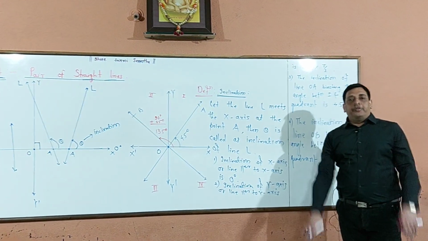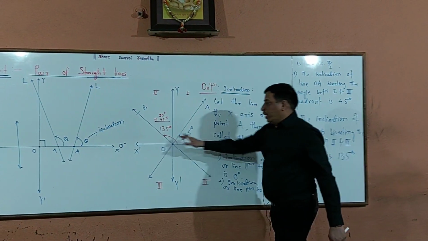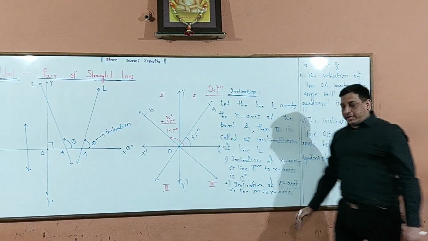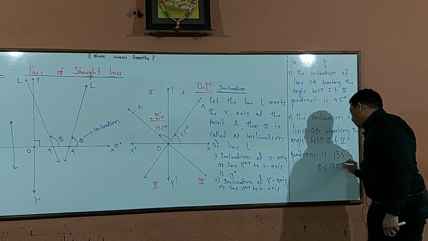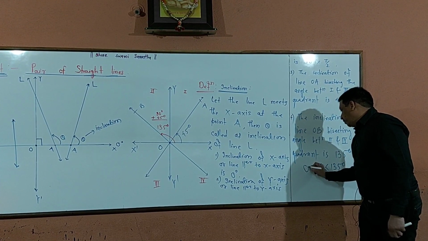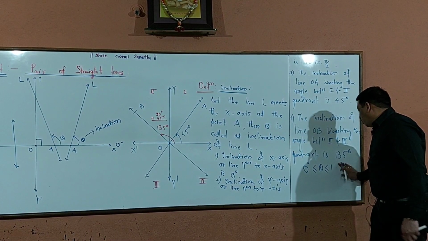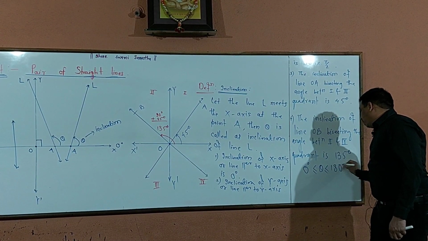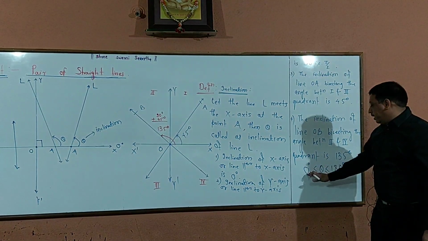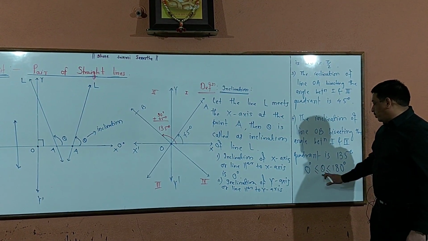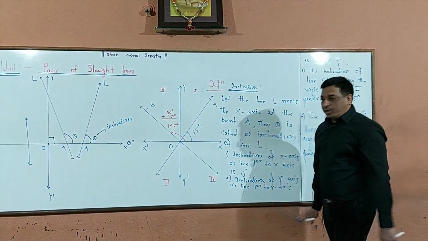If theta is the inclination of the line, then the minimum value is 0 and the maximum value is 180 degree. That is, if theta is the inclination of the line, then the value of theta lies between 0 degree and 180 degree.